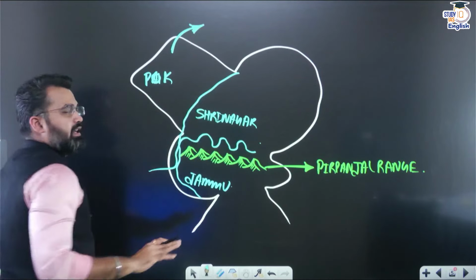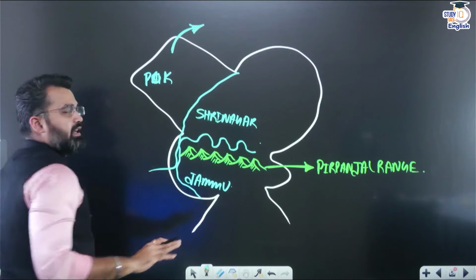But the major problem is this: this portion is highly populated. This side is the valley portion and this area consists of population. And this is actually used by terrorists to enter the Srinagar portion, to enter the Kashmir Valley portion, just by using this river called Jhelum river.